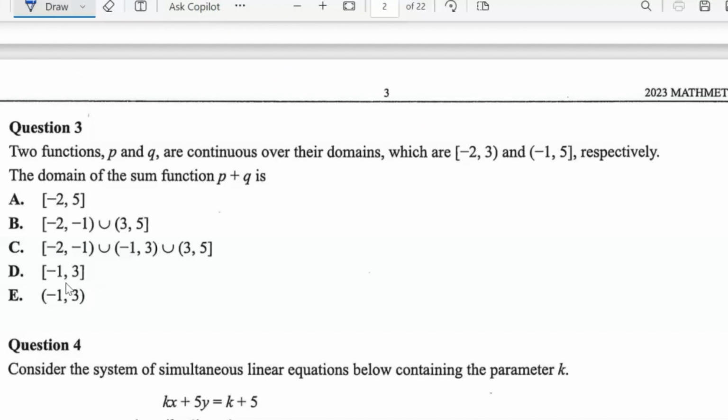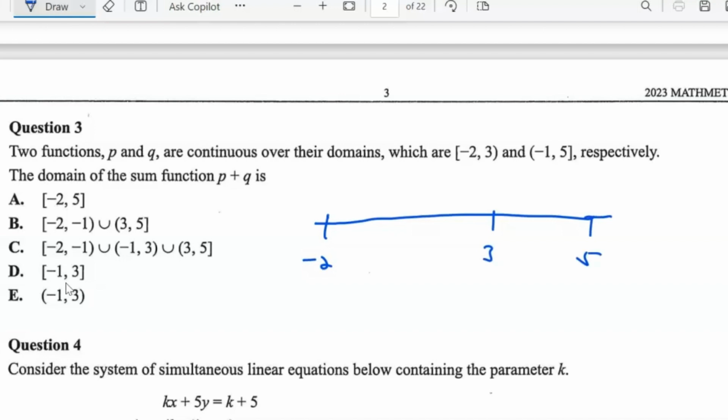Okay, so this is two functions. They are both continuous over the given domain. So the domain of the sum is where the two functions basically overlap. The easy way, I would say, is just to draw a number line showing the given domain. So in this case, negative 2 there, 3 somewhere there, and 5 further down here.